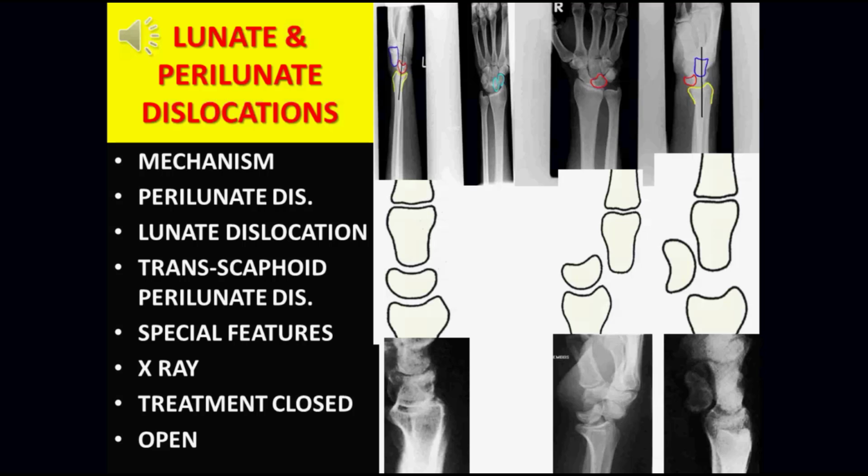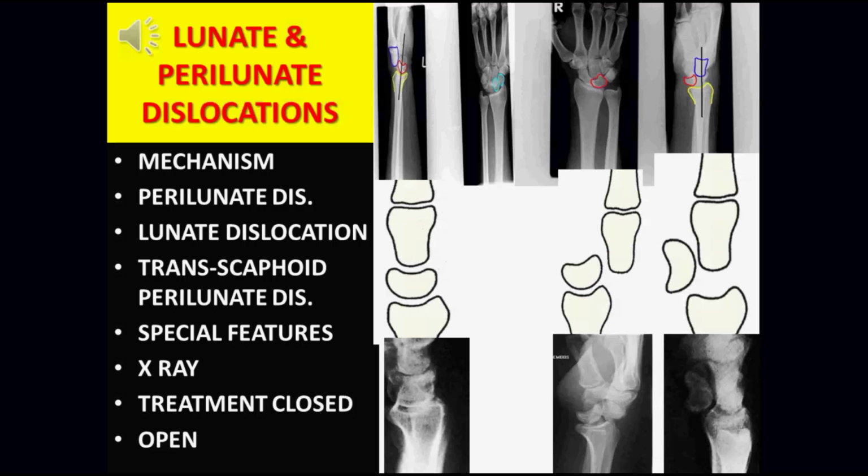Special features: the wrist is painful, swollen and held immobile. There is paresthesia and blunting of sensation in the territory of the median nerve and weakness of palmar abduction of the thumb. On X-ray, the anteroposterior view is difficult. We can see only abnormal shape of the carpal bones, but the lateral view is very informative and it is easy to distinguish lunate from perilunate dislocation.